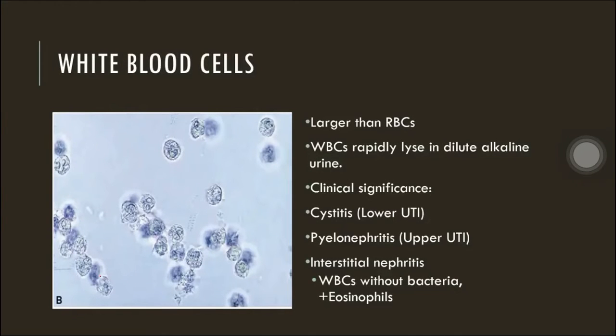Next cell we have the white blood cell. It is larger than RBC. WBCs rapidly lyse in dilute alkaline urine. So again, it is the reason for our earlier question of why nitrite is negative, LE is positive, but no WBCs are seen in the microscopic examination. Just like with RBCs, WBCs tend to lyse in dilute alkaline urine.